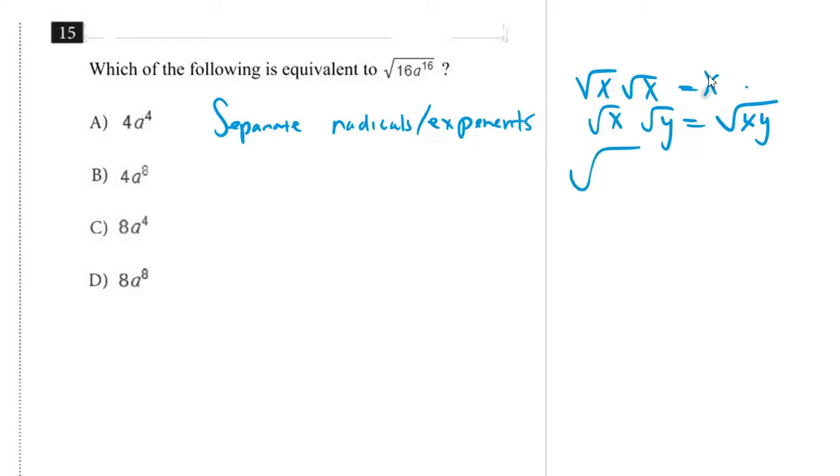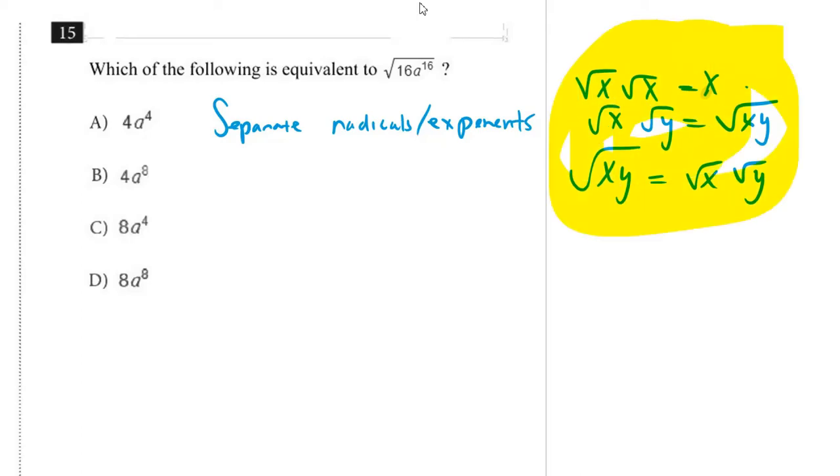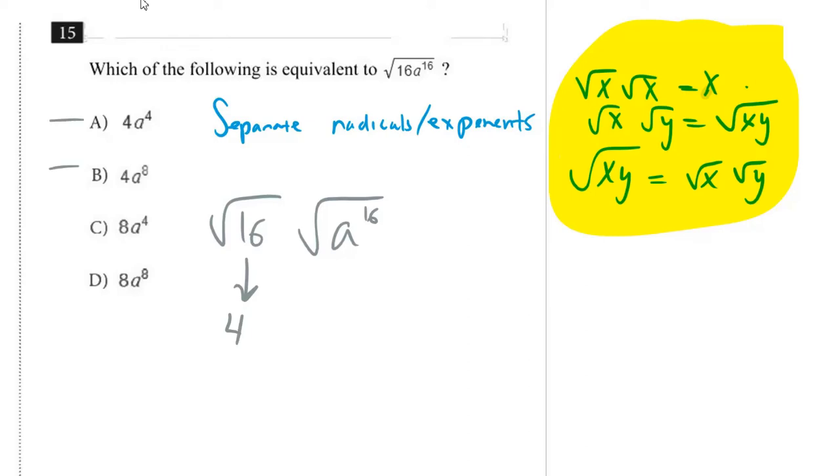I can say the square root of xy is equal to the square root of x times the square root of y. And that's what we need to do here in order to make this more digestible, believe it or not. So I'm going to say this is the square root of 16 times the square root of a to the 16. The square root of 16 is 4, so we already know the answers could only be a or b because they've got a 4 out front.